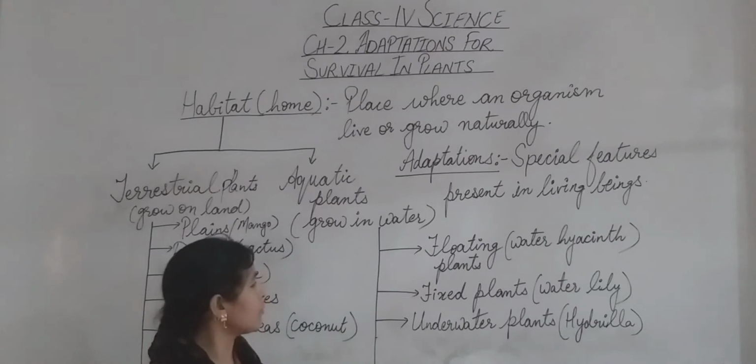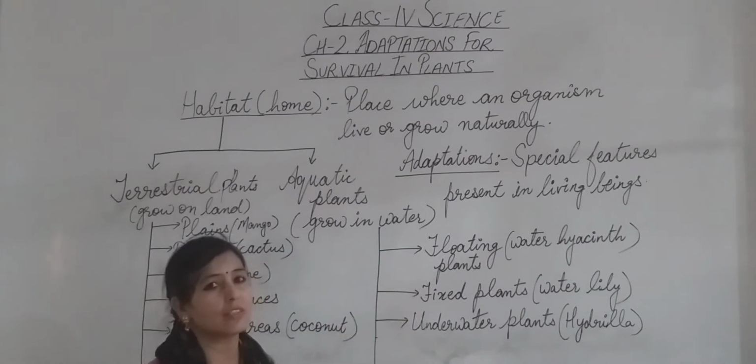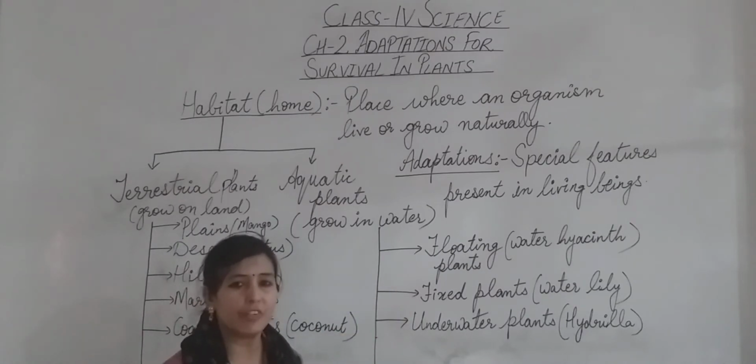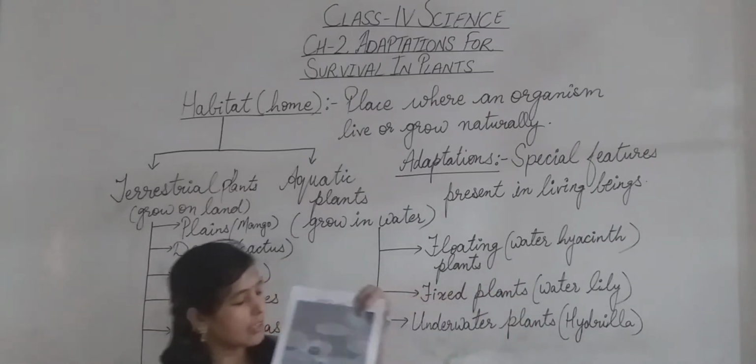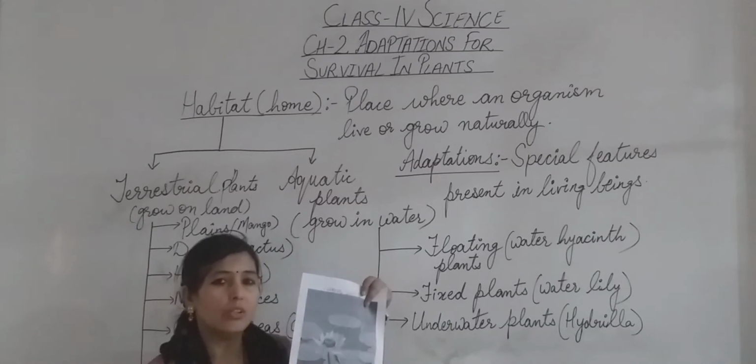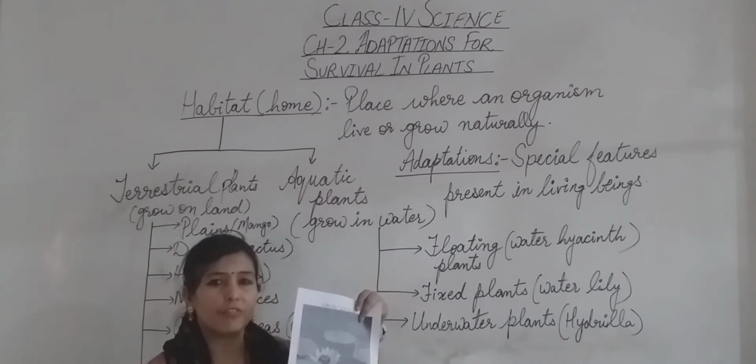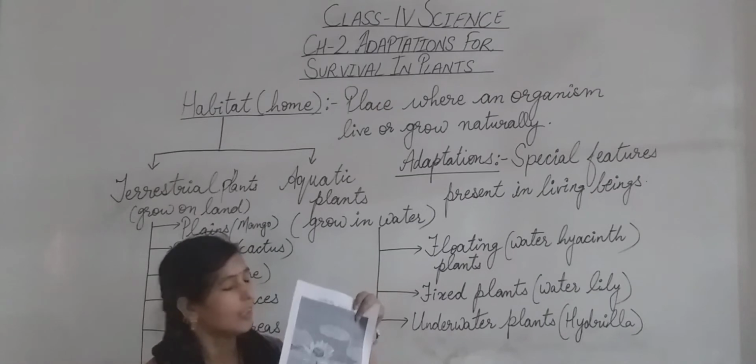Next we are going to talk about fixed plants. Fixed plants, as the name indicates, have their roots fixed to the ground, and their common example is water lily. Their stem is long and hollow, so that waves can flow over it and they do not get damaged.